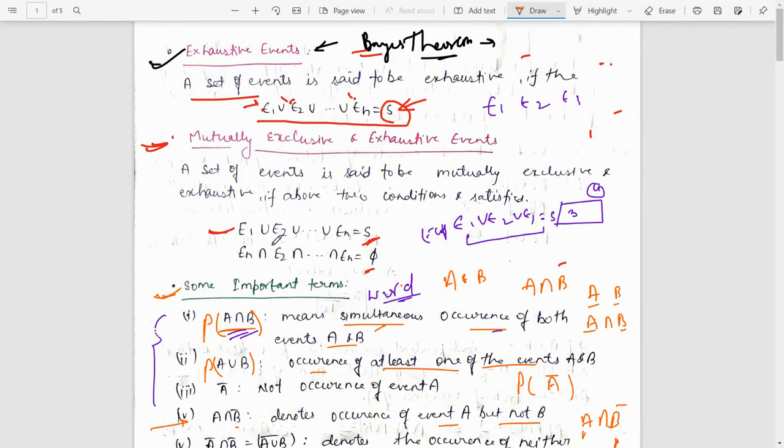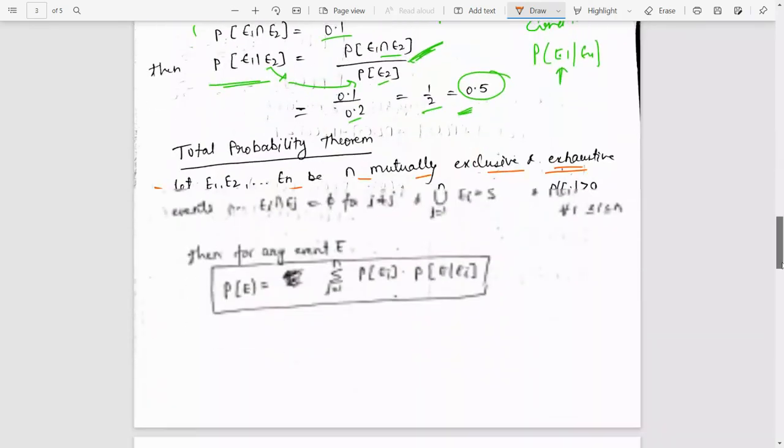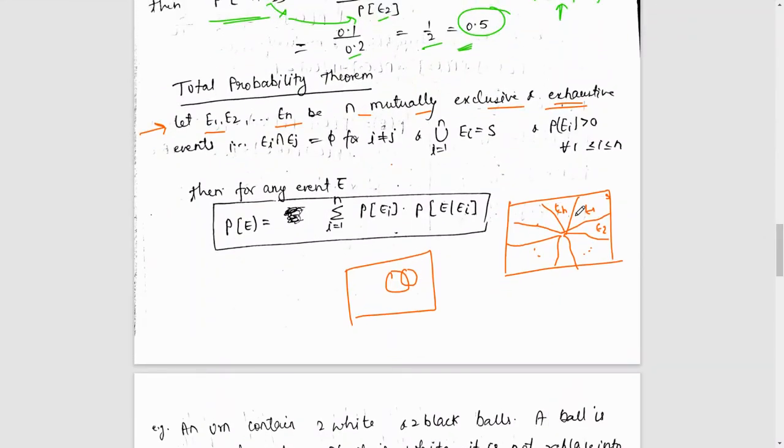It means if you take the union, you get the set S. If you take the intersection of everything, you will get the null set, meaning none of the elements are common. The same thing is being used here. If you take the union of all the events, it is the sample space S, and if you take the intersection, nothing is common, because each event has its own boundary and its own area. If these two conditions are satisfied, then we can talk about total probability.